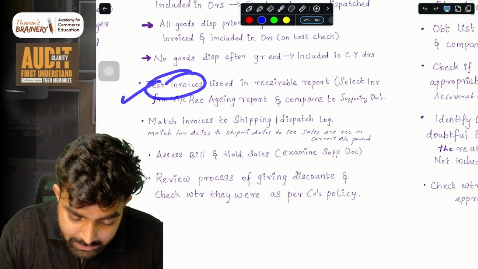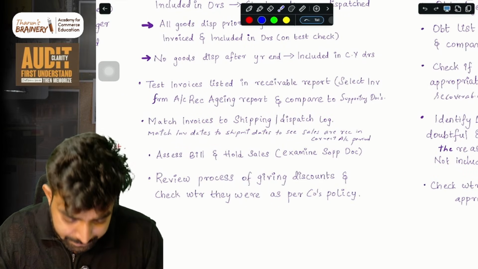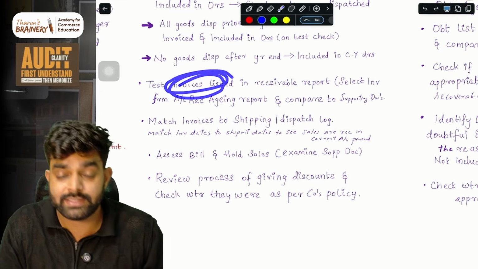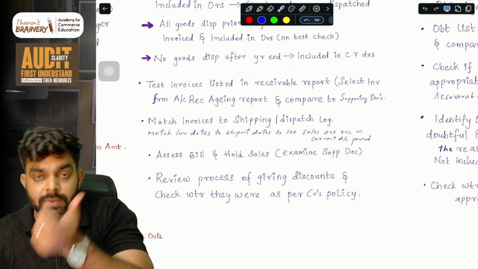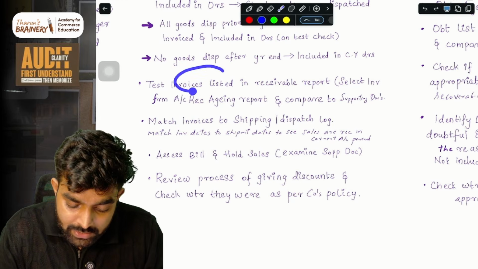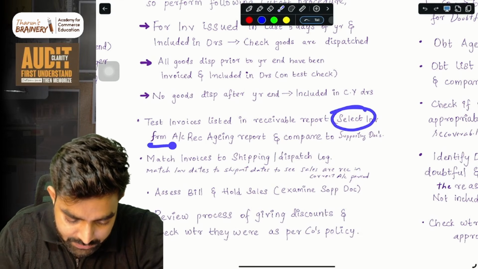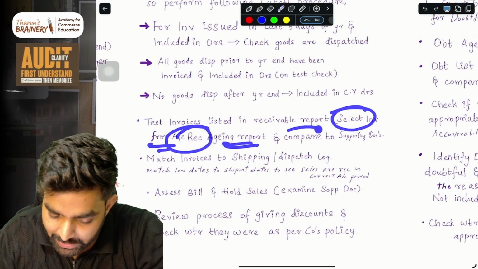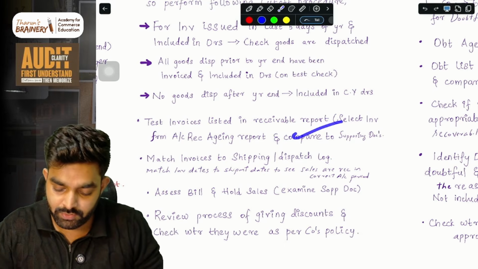Then test the invoices listed in the receivables report. Test all the invoices shown in the receivable report. There will be something called the receivables report, the debtors report. In that, whatever invoices have been shown, test them. Select the invoices from the accounts receivable aging report and compare them to the supporting documents. Then you have to do that.